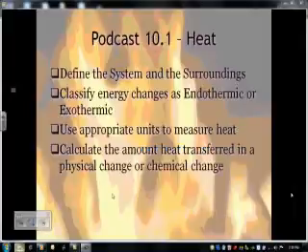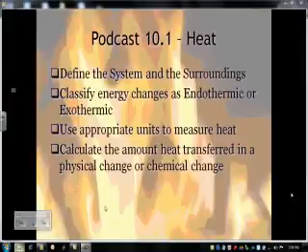In this podcast, 10.1, we're just going to talk about heat. And it's pretty simple. We're going to define what is the system and what is the surroundings. We'll classify an energy change as endothermic or exothermic.